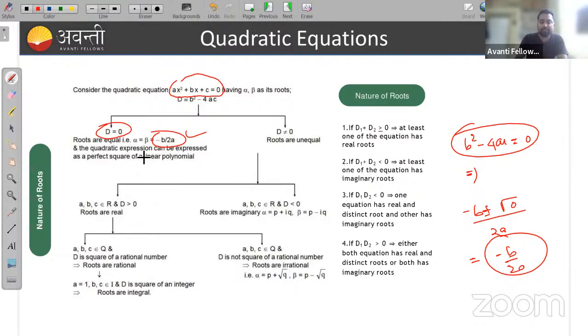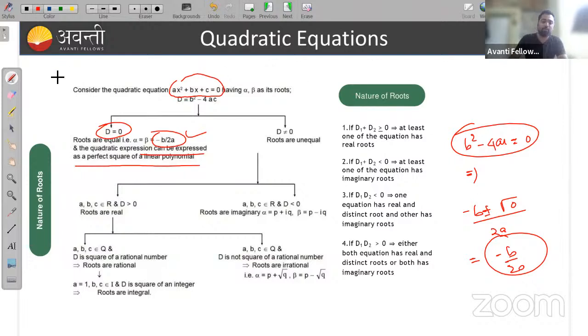And remember, the quadratic expression can be expressed as a perfect square of linear factors. When the discriminant is equal to 0, the roots will be minus b by 2a, and the roots will be repeated or equal, you can say.